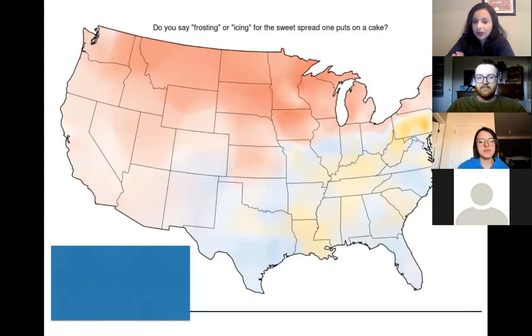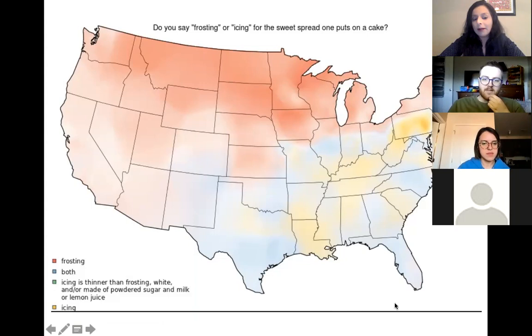Okay, so two different meanings for the words, right? Depending on what you use. Red is all frosting. Blue is both. And again, I think Wichita is in that reddish, bluish area. So it kind of goes with what you are all saying. Green is icing is thinner than frosting, white and or made of powdered sugar and milk or lemon juice. And yellow is all just icing. So again, a lot of variation across the United States with respect to something as simple as frosting or icing, right?